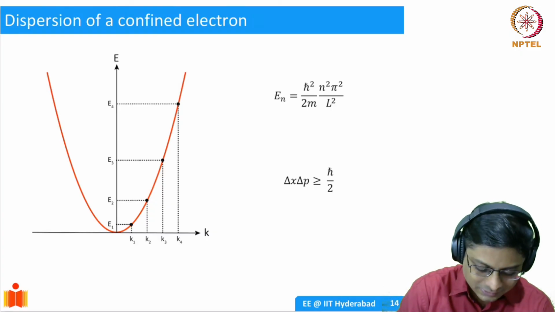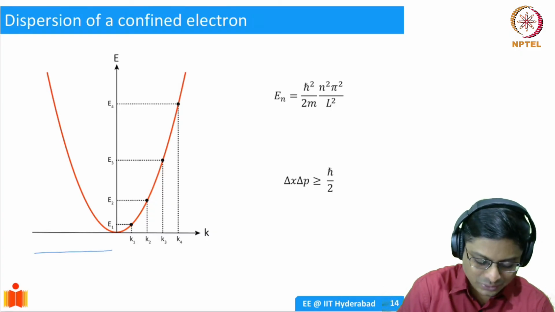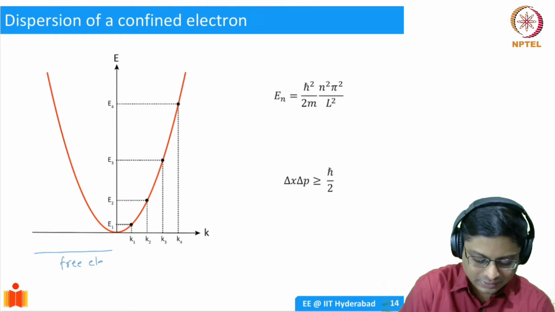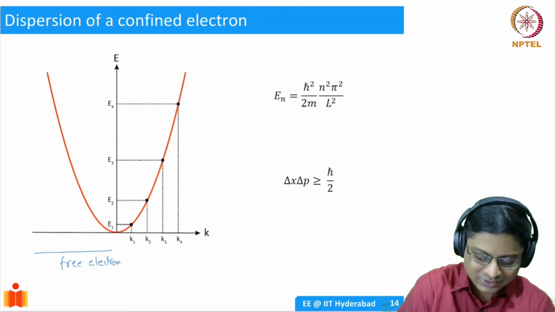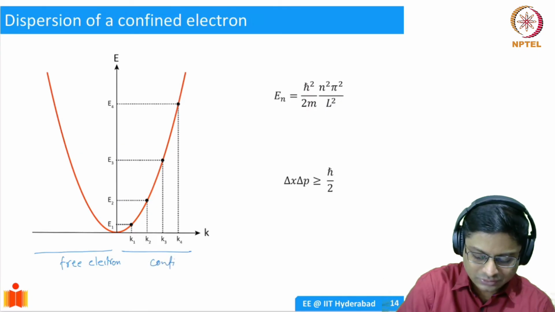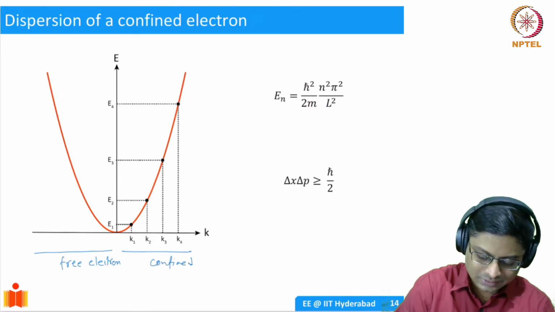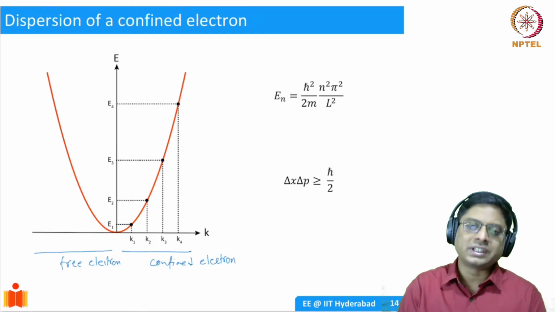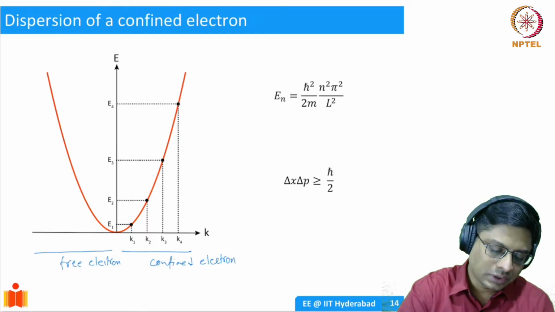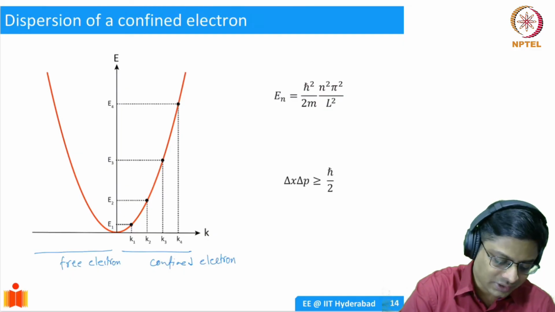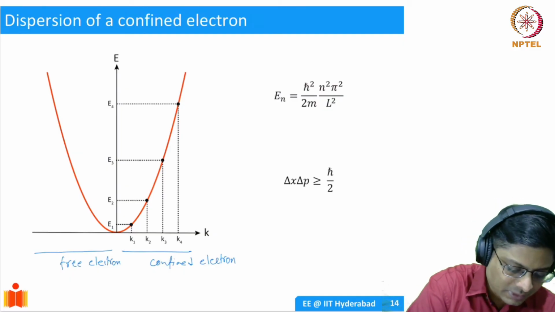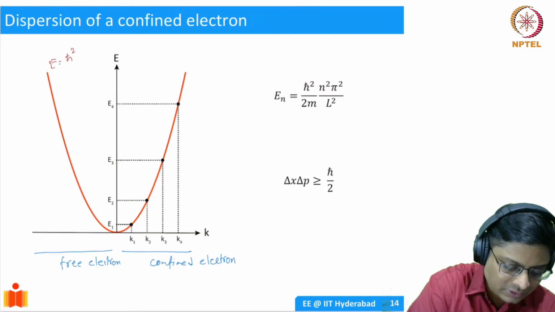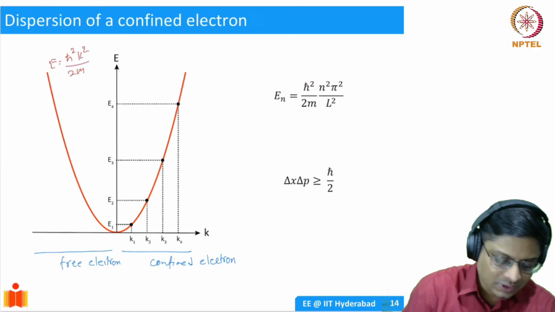So this part is basically the negative axis. I'm just showing the free electron. And on the positive axis, I'm showing the confined electron, just to make the difference apparent. So in the case of a free electron, you have continuous variation. The dispersion is continuous, right? This was basically E equal to h cross square k square by 2m.